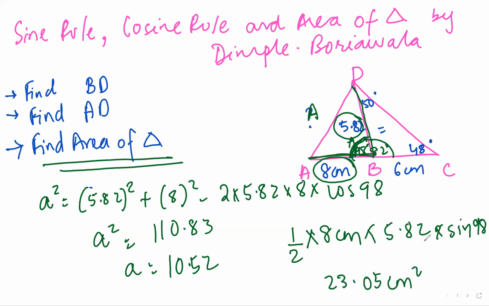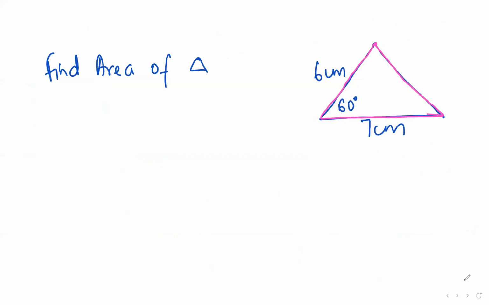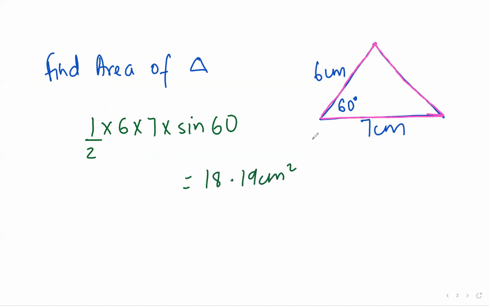Correct? Now let's go to the next variant. It is the same type, an easy way of finding area of a triangle. Again, non-right angled triangle. So half into 6 into 7 into sine 60. When you take all these things on your calculator, you will get the answer as 18.19 centimeters square.